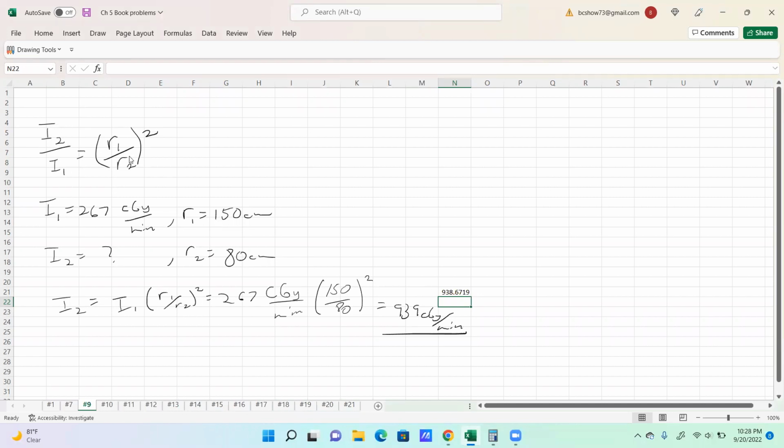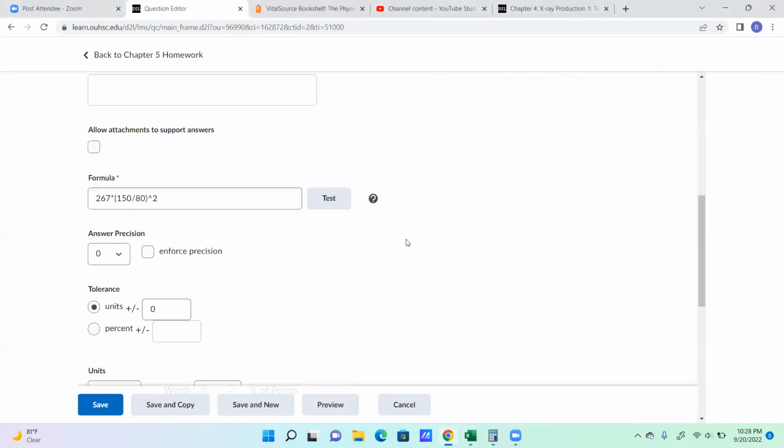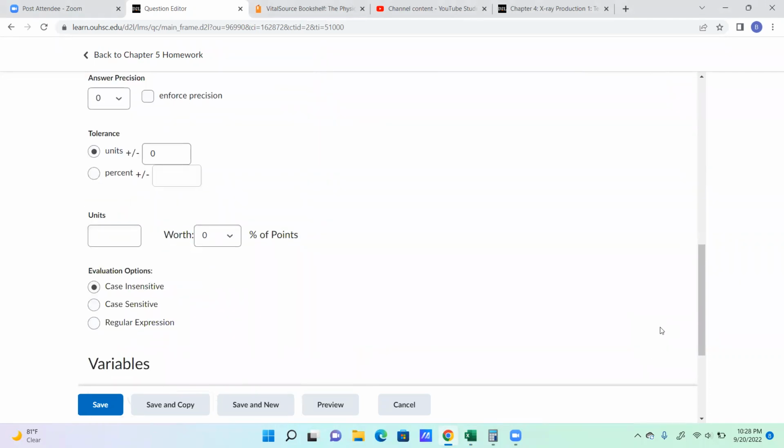This is the inverse square law. This is what you're going to use. So we know we start at one particular point at 150 centimeters. It's going to be 267. We're moving to 80. We simply don't know what that intensity is. But we can take this formula and solve for I2, and we come up with basically I1 times this ratio squared, or 267 times 150 divided by 80 squared, and it comes up to be 939 centigray per minute. And this formula will end up producing that.